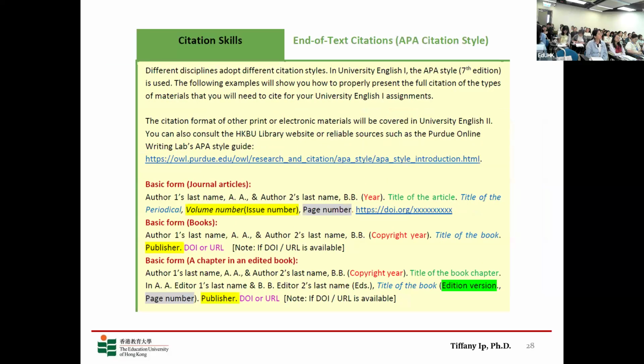Okay, now we move on to another citation skill. Now this is end of text. Right? We call that a reference list normally. And so we have actually addressed most of the tricks within the paper that you're writing. Then after that, you will have a reference list. And then these are some possible formats.